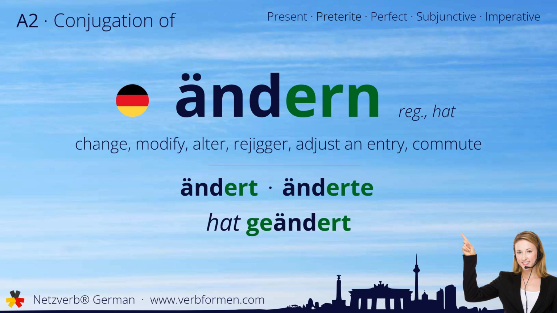Today we're going to learn how to conjugate the German verb ändern. Watch and listen to the forms carefully. Let's start with the stem forms. Ändert, änderte, hat geändert. Now let's move on to the tenses.